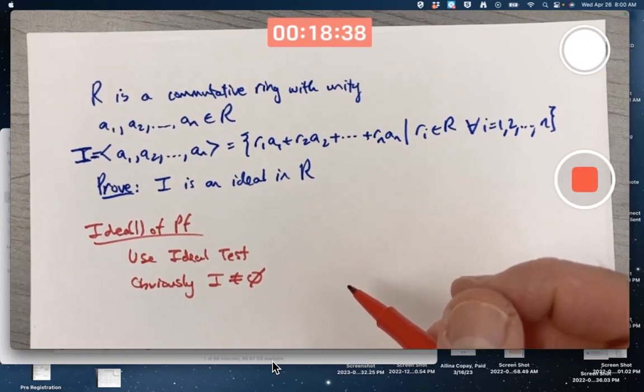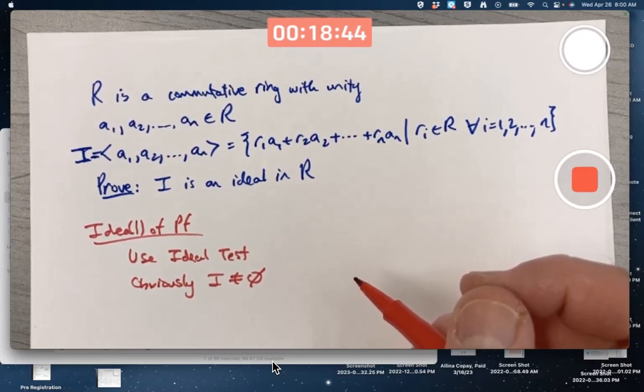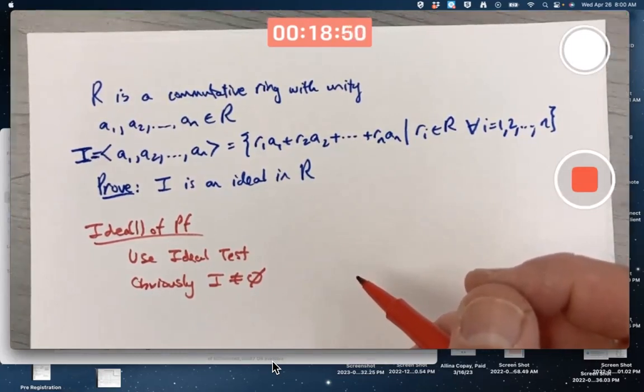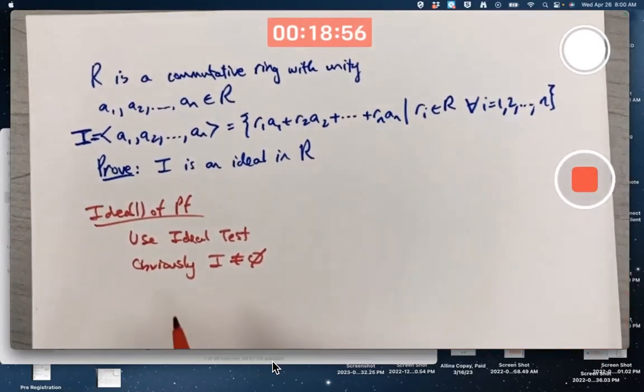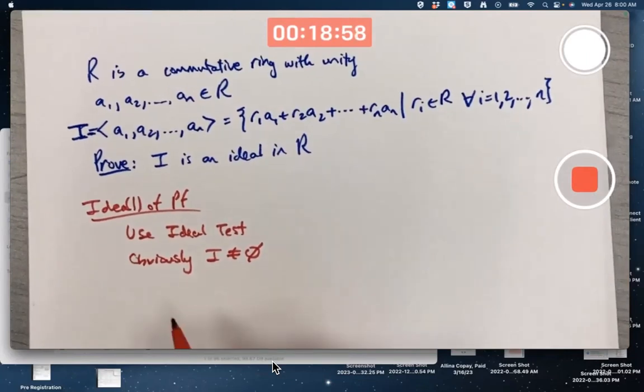Is it closed under subtraction? If it is, that would verify that it's a subgroup of R if you only focus on the group structure, which is necessary to be a subring. And is it superclosed under multiplication, more than just for a subring, but an ideal? So for closure under subtraction, and again, I'm not going to write sentences. That's just why this is the idea of the proof.